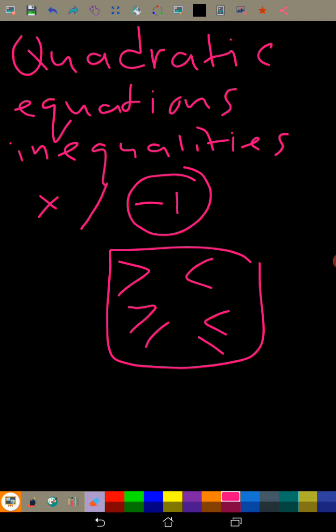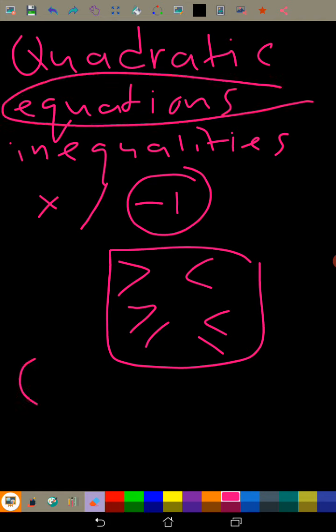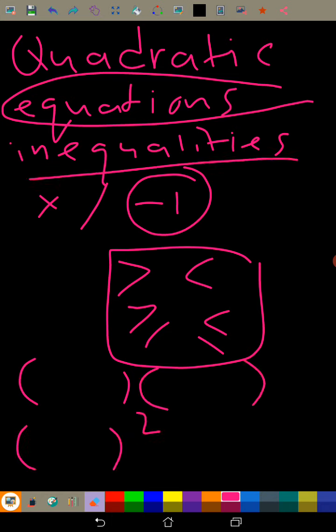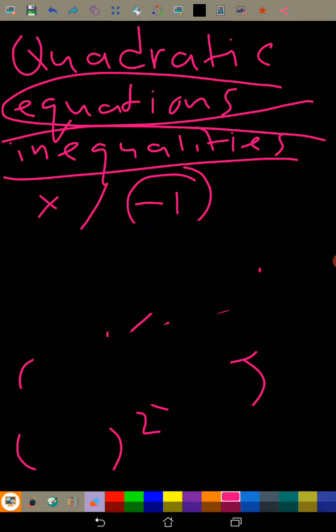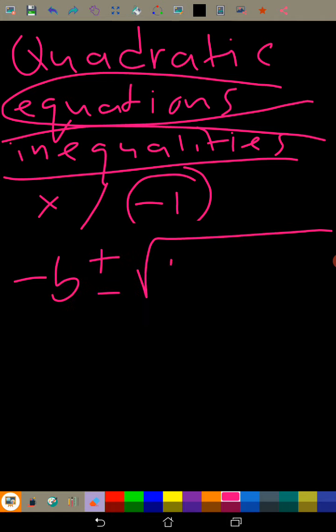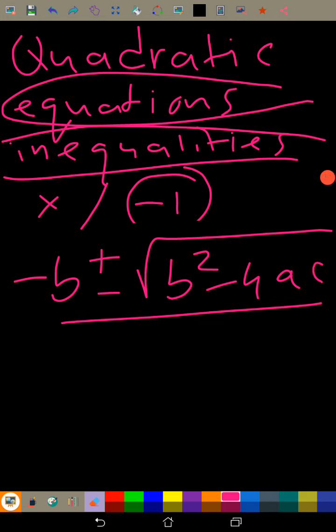Okay, we know how to solve a quadratic equation. We can do it by factorization or completing the square, and the same for inequalities. And if we can't do these things because it's difficult, we can use the quadratic formula, which is something that you have seen in your life if you did math: x is equal to minus b plus or minus the square root of b squared minus 4ac, divided by 2a.